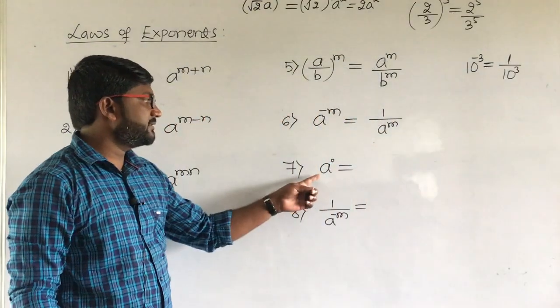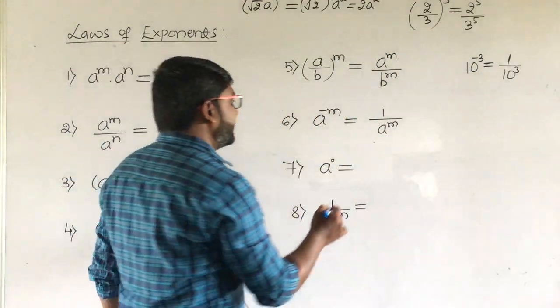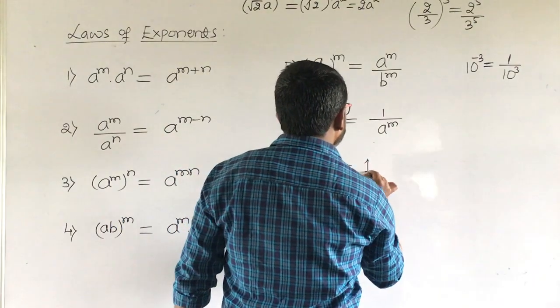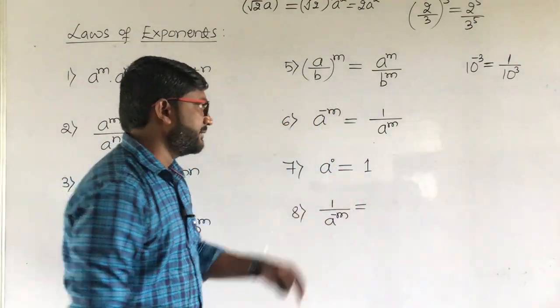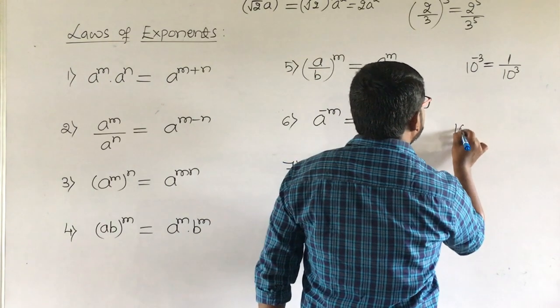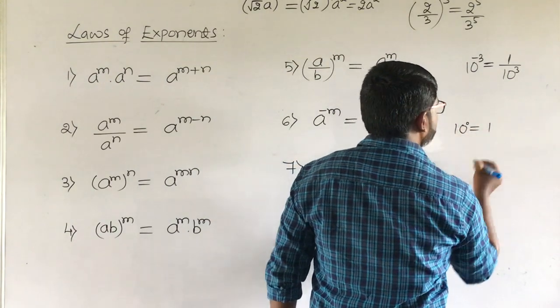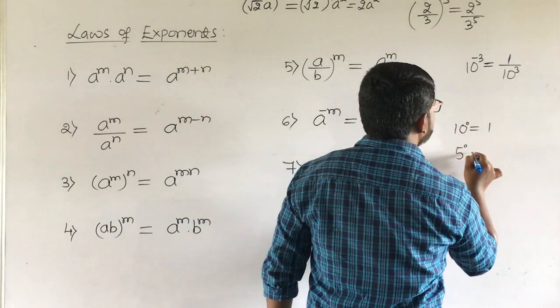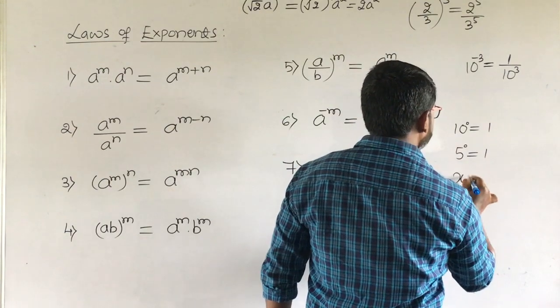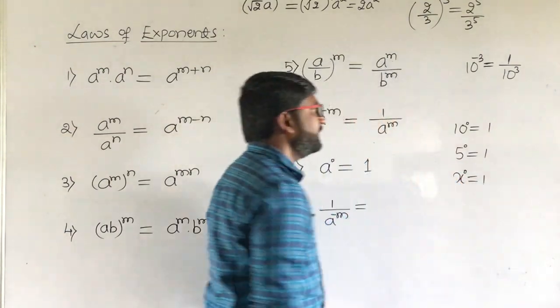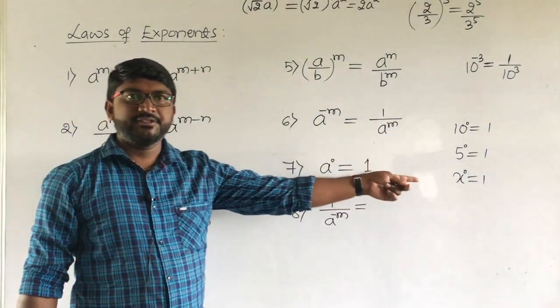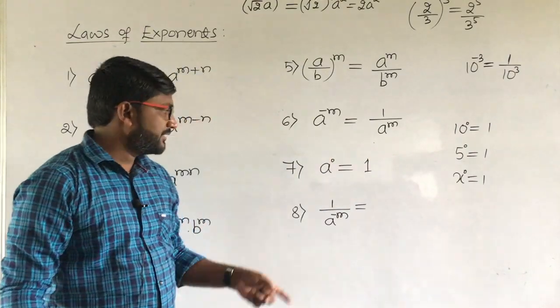So next one, it is a to the power 0. Anything to the power 0 is always 1. For example, again you take 10 raised to 0, which is equal to 1, or 5 raised to 0, that is also 1, or x to the power 0, so that will also be 1. Anything to the power 0 is always 1.